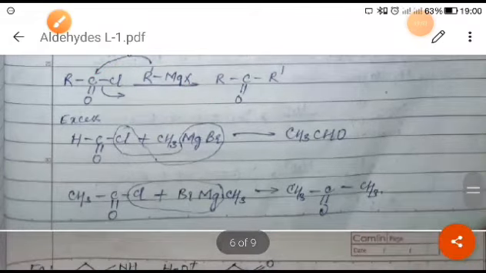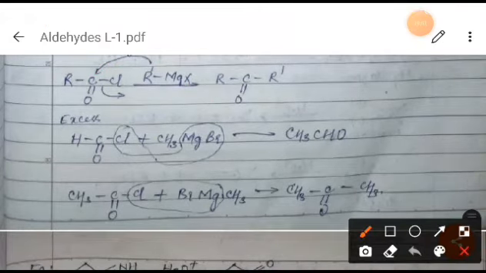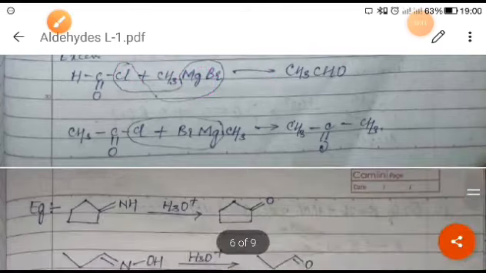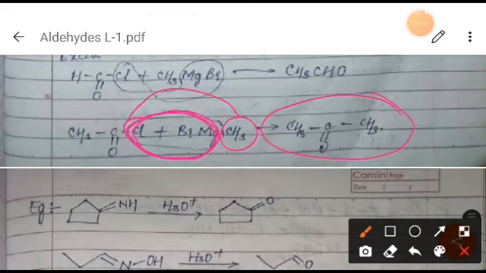Now after that, again, when we are taking this, here again, this MgBr will take this Cl, and then CH3 will come and attach to this carbon, so we will get CH3CH. This one is also same, Cl will be taken by this MgBr, and this CH3 will come and attach to this carbon, as you can see here.